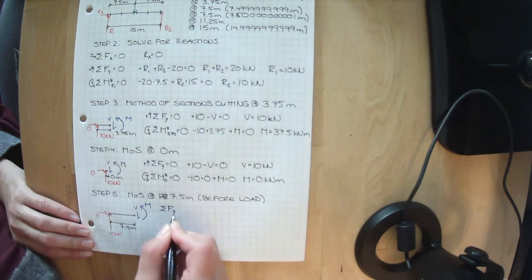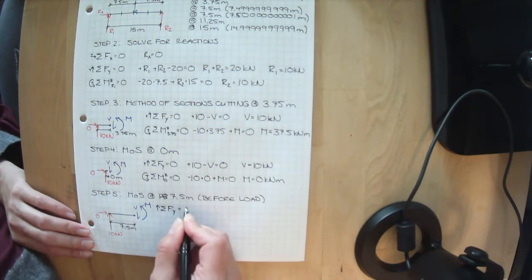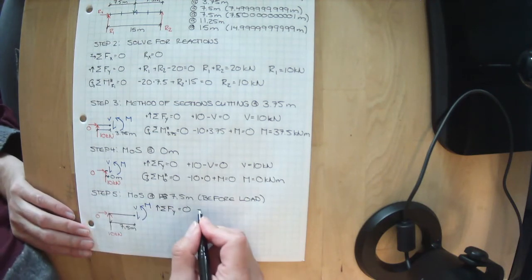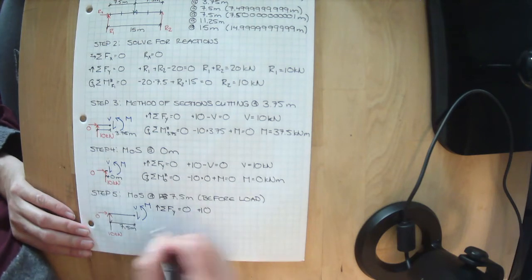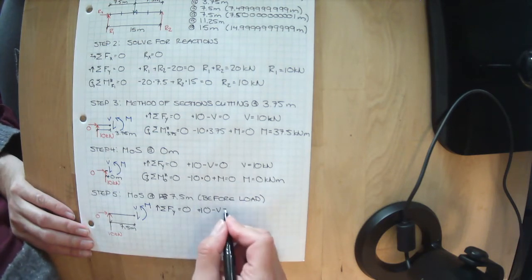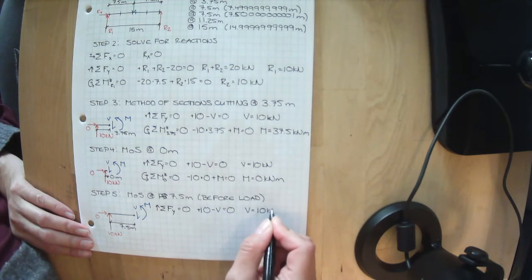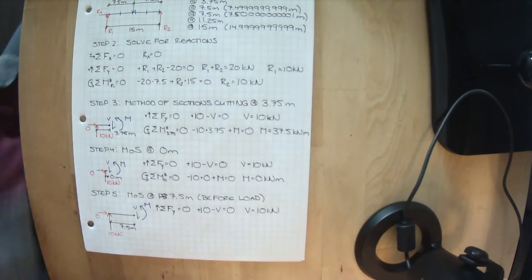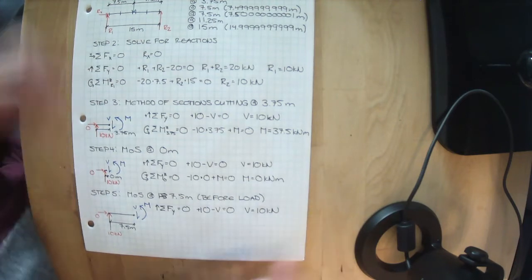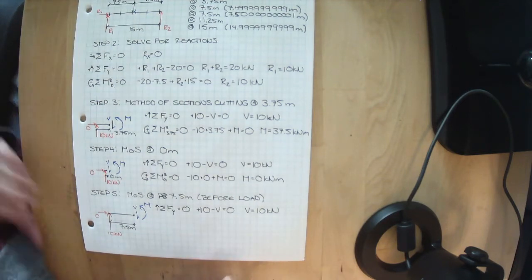Sum of the forces in the y direction, where everything upwards is positive, we've got 10 kilonewtons up. We've got our unknown shear acting downwards. V equals 10 kilonewtons. So it looks like everywhere along that length, from here to here, we have 10 kilonewtons of shear.